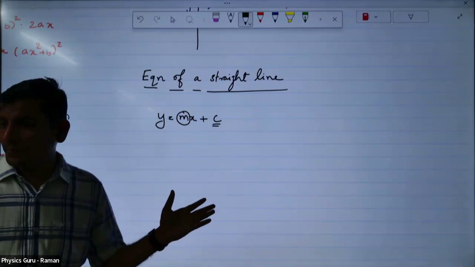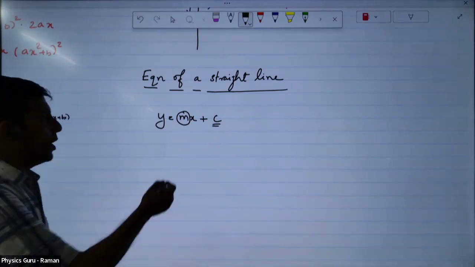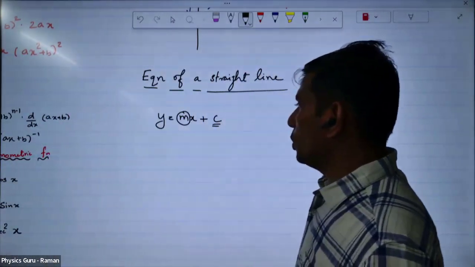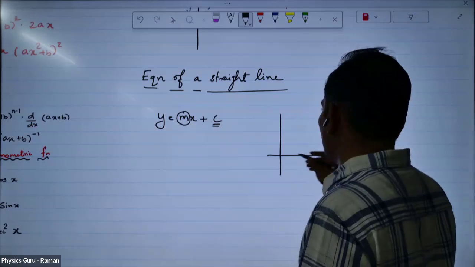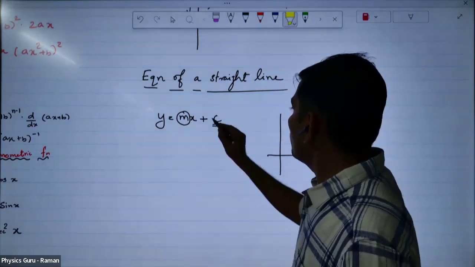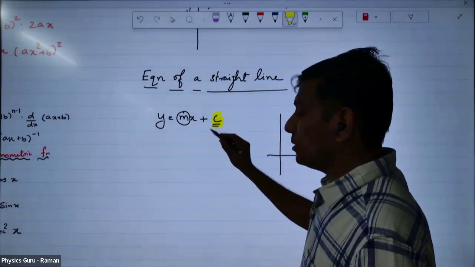Today, can you relate it? After reading the graph, why is the M becoming slope? Very simple. Let's take this distance C, this distance C, this distance C.